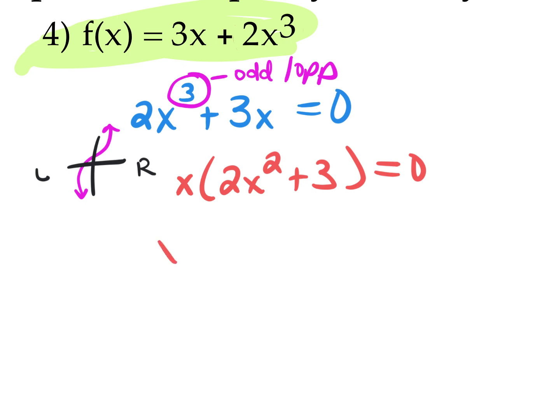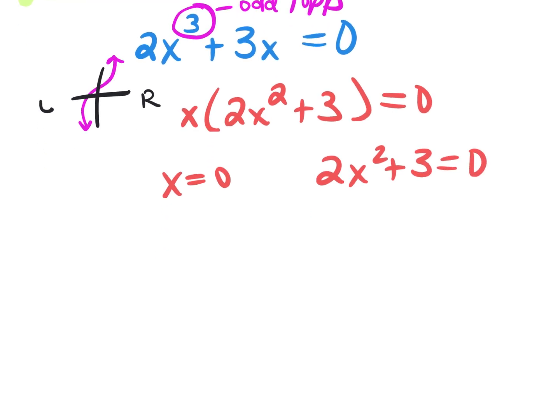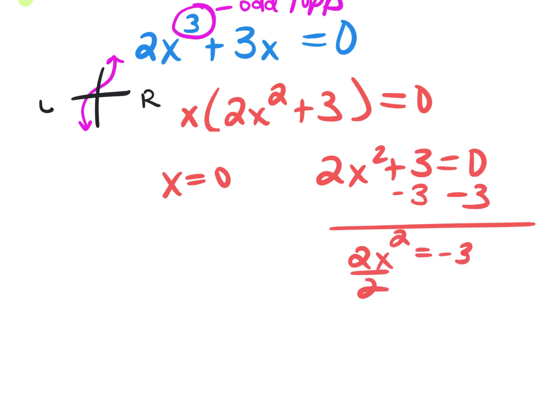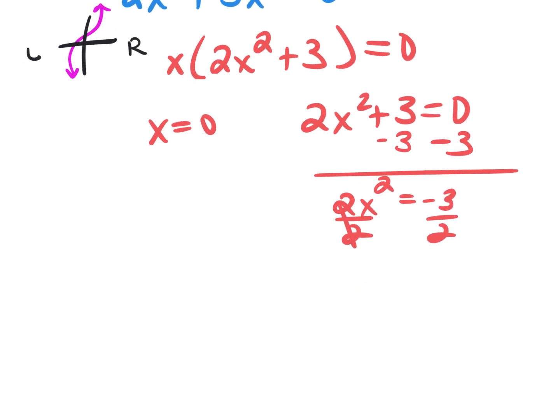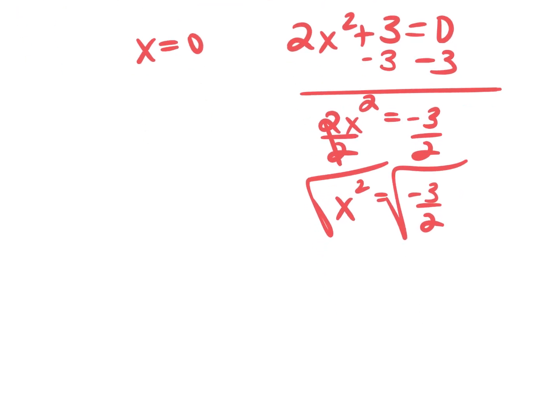So if I do this, I'm going to say x equals 0, and I have 2x squared plus 3 equals 0. So when I solve this, what happens? I subtract 3 from both sides, correct? Yes? So 2x squared equals negative 3. Divide by 2. So x squared equals negative 3 over 2. And then I do what? Take the square root. When I take the square root, what goes in front of my answer?